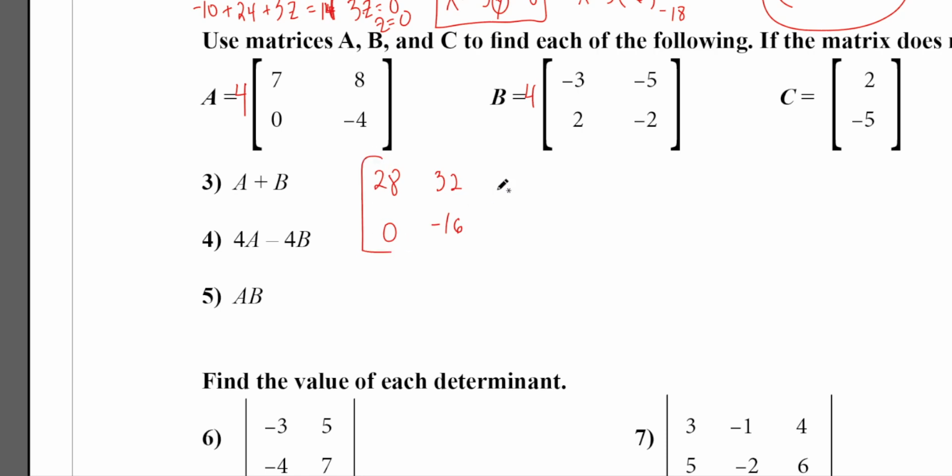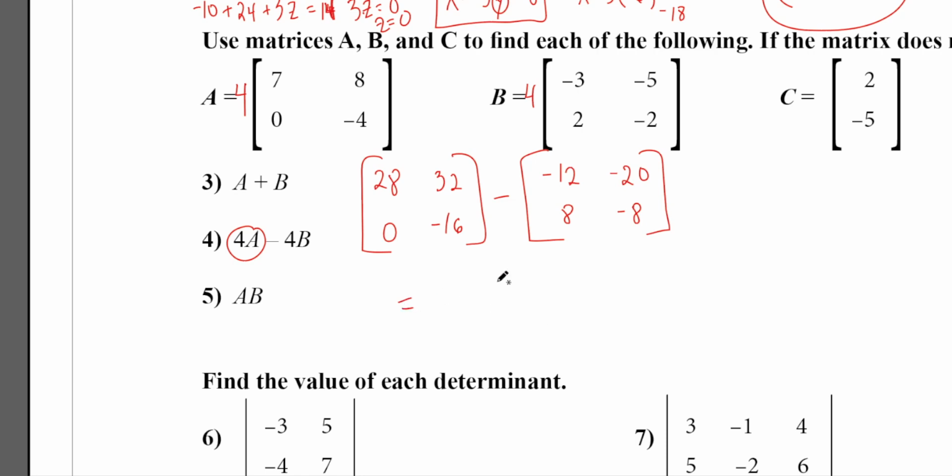All right. So here's one matrix. That's the 4A. Put a minus here. And let's do the 4B. 4 times negative 3, it's negative 12. That's negative 20, that's 8, and that's negative 8. Everybody good? And now you just subtract.